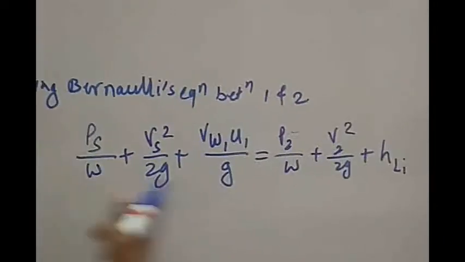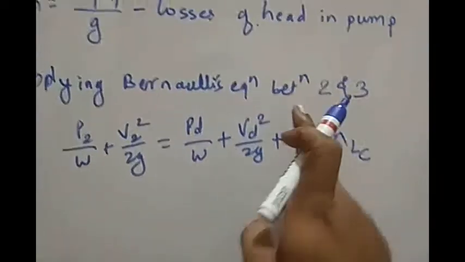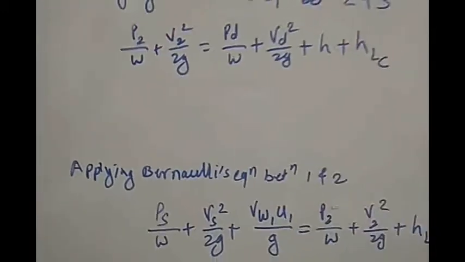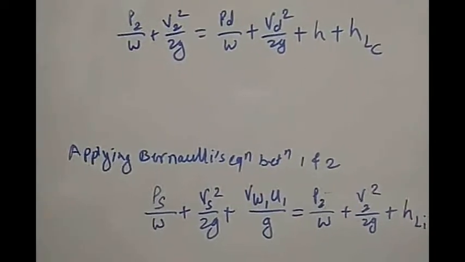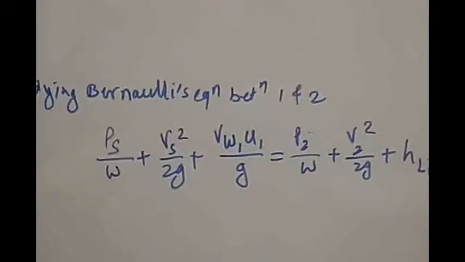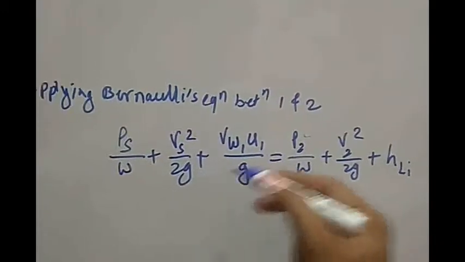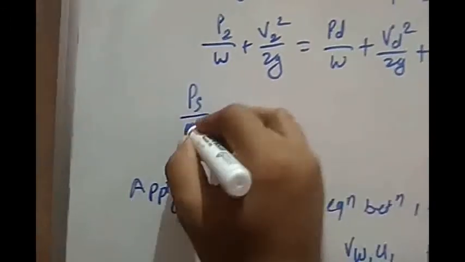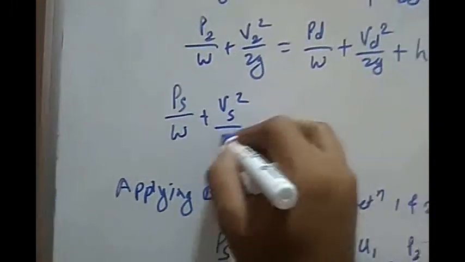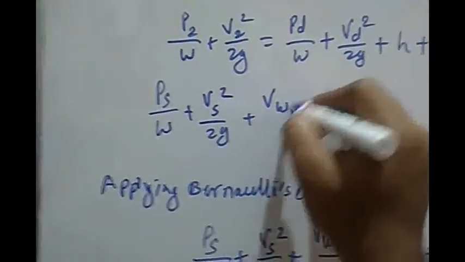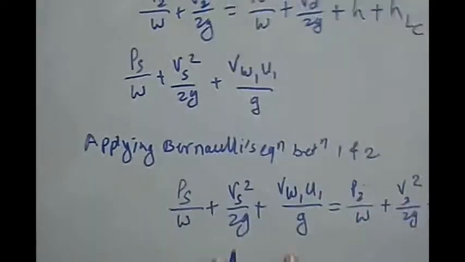Now we will be adding this equation with the previous equation, that is, adding the Bernoulli equation between 1 and 2 and between 2 and 3. So what we get is, first, Ps by w plus Vs square by 2g plus Vw1 U1 by g, as it is, on the left hand side.